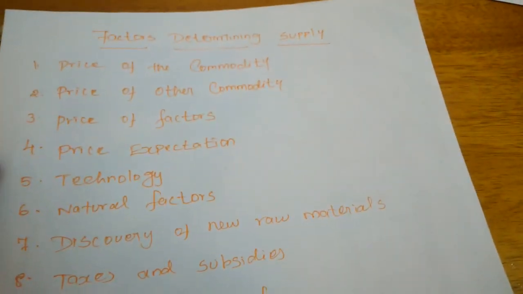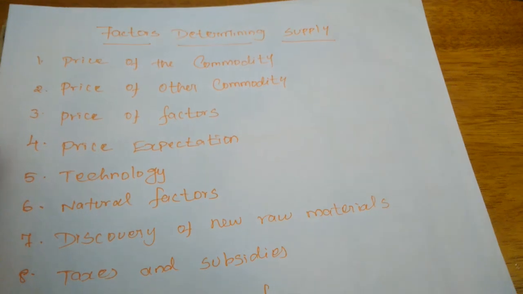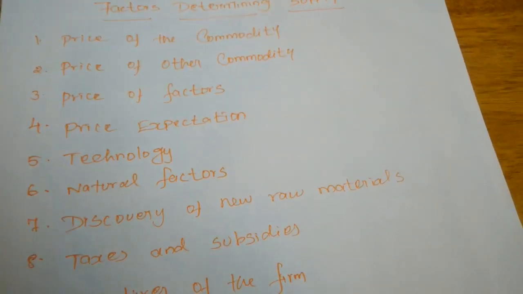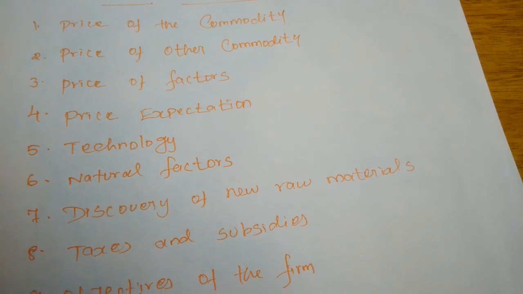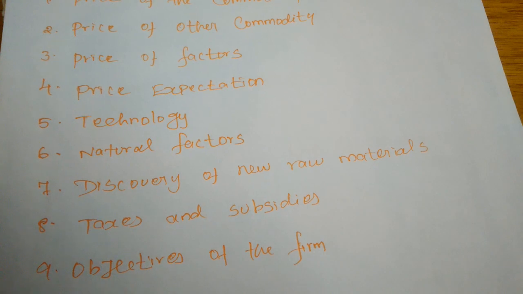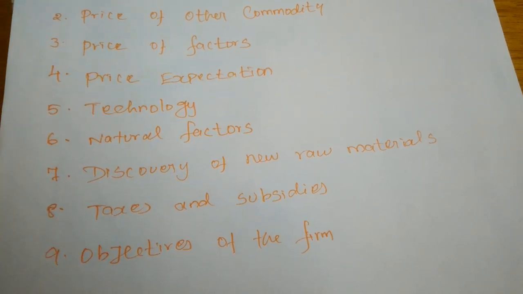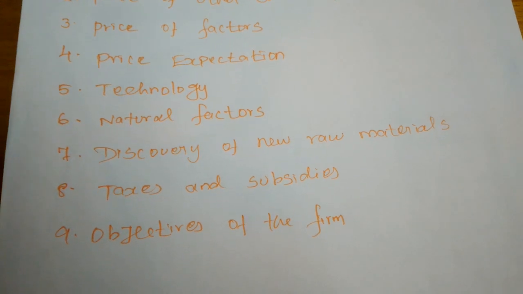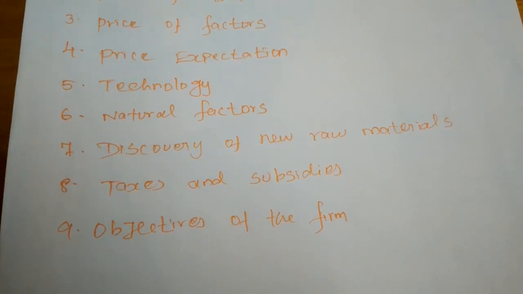So here, there are 9 factors determining the supply. First one is price of the commodity, next price of the other commodity, next price of factors of production, next price expectations. If the consumers expect that the price will reduce in the future, the current consumption will be reduced.